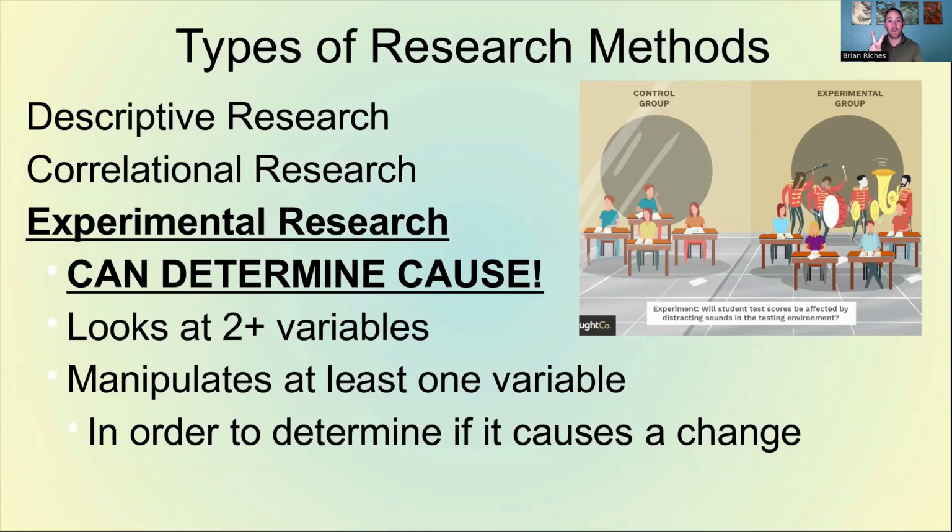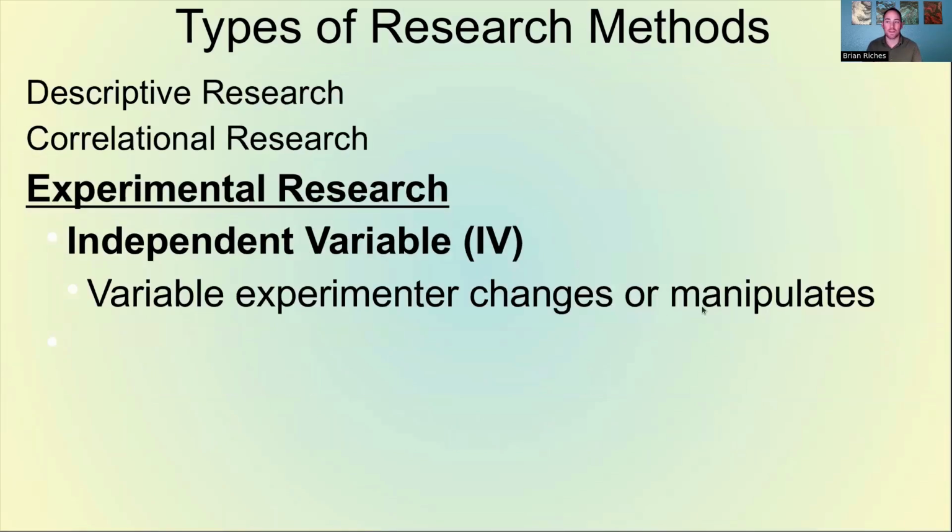So I have two variables, test and the sound in the room, and I can manipulate the sound in the room. Based on that manipulation of the sound, I can see, did that sound cause a change in the test score? So here we've got an independent variable and a dependent variable. An independent variable, I'll also call it an IV, is the variable that the experimenter manipulates or changes. So in this case, it was the sound. Is it a quiet room? Is it a loud room?